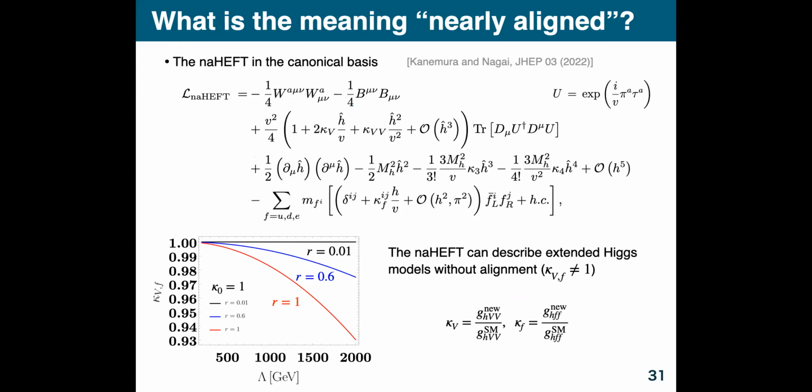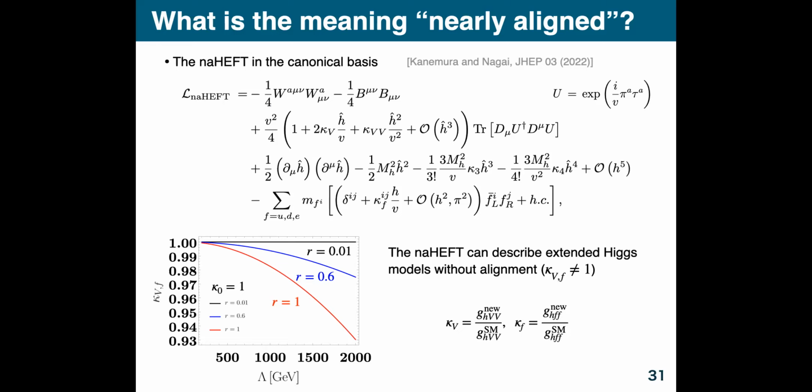Kappa F is the Yukawa, right? Yes, Higgs to the Yukawa. So in the nearly aligned case, you mean kappa V and kappa A are almost the same? Almost the same.